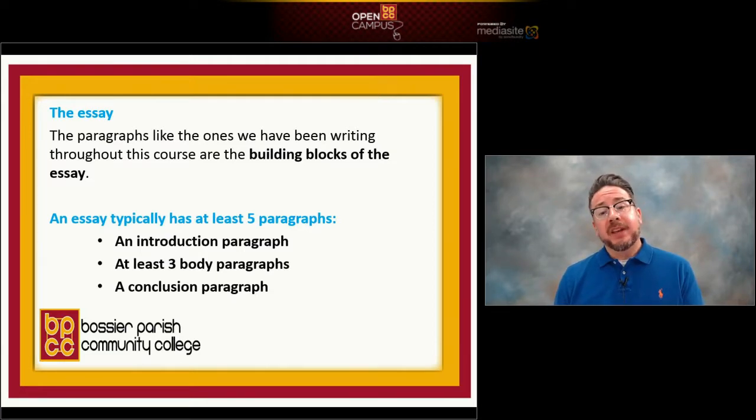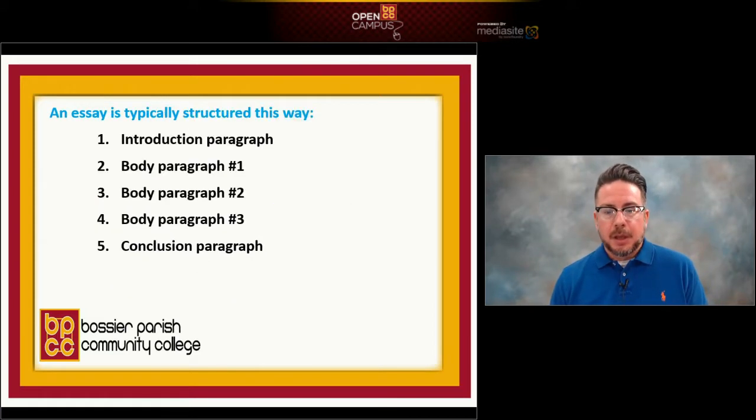Now, the paragraphs that we have been writing throughout this course are going to be the building blocks of the essay. An essay typically has 5 paragraphs. Now, 5 is not a magic number. They can certainly have more than 5 paragraphs, but you typically won't have fewer than 5 paragraphs. Those 5 paragraphs will include 1 introduction paragraph, at least 3 body paragraphs. The body paragraphs are like the paragraphs we have been writing thus far in the course. And then we're going to have also a conclusion paragraph.